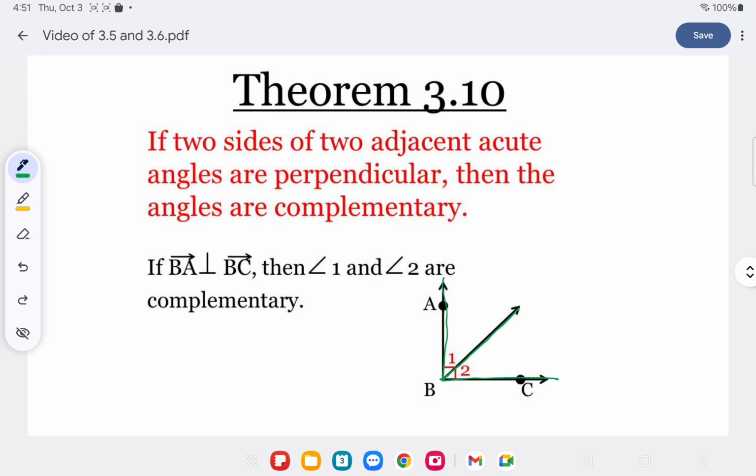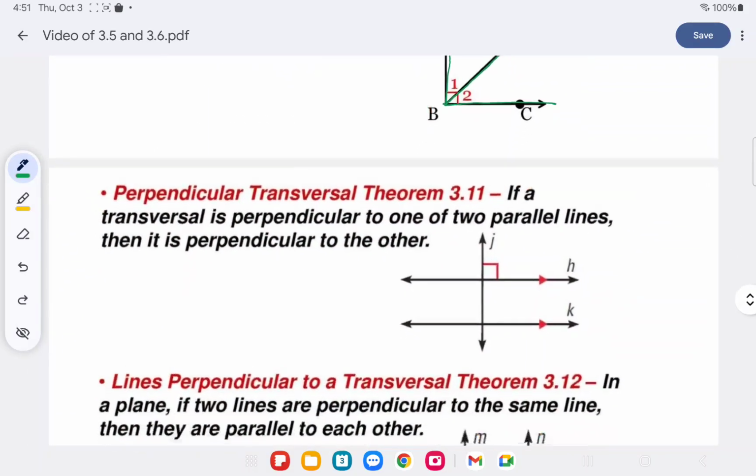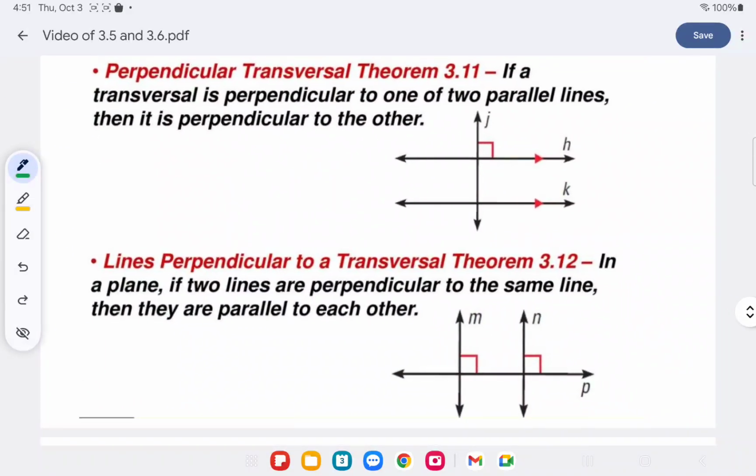So we have two adjacent angles. The sides are perpendicular, which means they form a right angle. And so since they form a right angle, the two angles formed must add up to 90 degrees, since right angles are 90 degrees. Most of these theorems are things that you would have automatically assumed to be true anyway, but now we're saying these are things that can definitely be proven. So here's another one that will make sense to you.